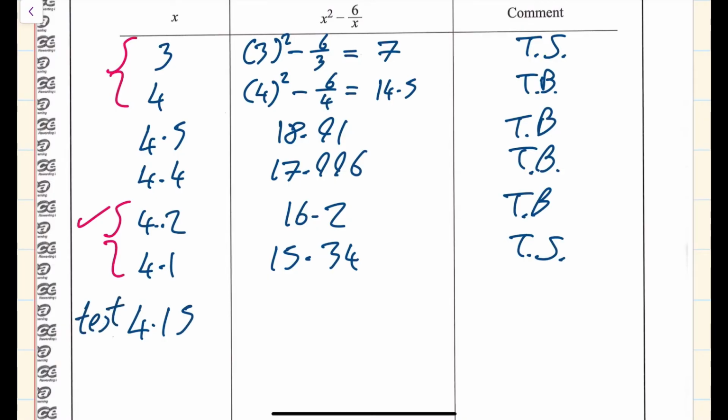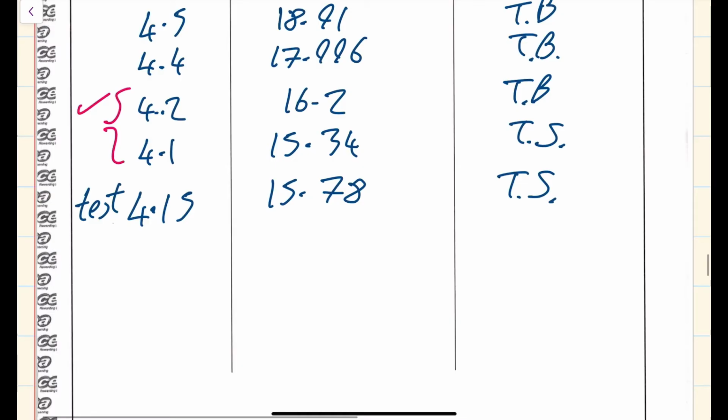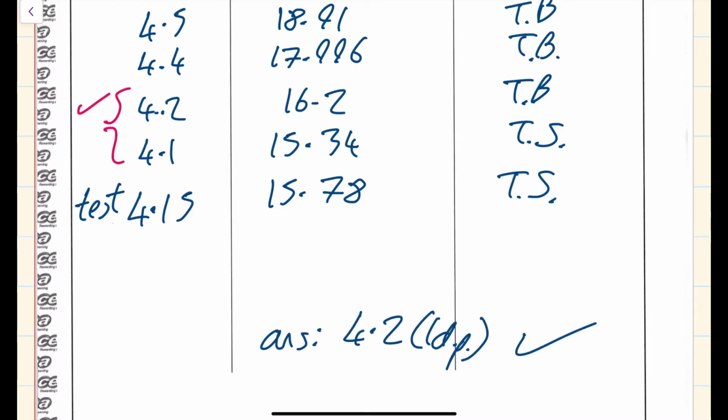So write down test. And again, you're changing your bracket to be 4.15, and your bottom line of your fraction to be 4.15. That gives me 15.78. So it is slightly too small. So 4.15 was too small. That means 4.1 would be way too small. So my answer is 4.2 to 1 decimal place.